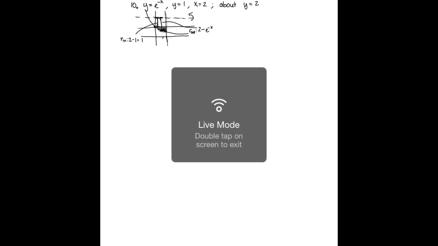So now I'm clearly going to have a radius outer and a radius inner. Again, you go from the line that you're rotating about to the curve. So that's the longer one, and this is the shorter one, right? So our radius outer, we're drawing from top to bottom, is 2 minus the curve, e to the negative x. Our radius inner is simply 2 minus, this is just y equals 1, so 2 minus 1, which is 1. So that's nice and easy there.